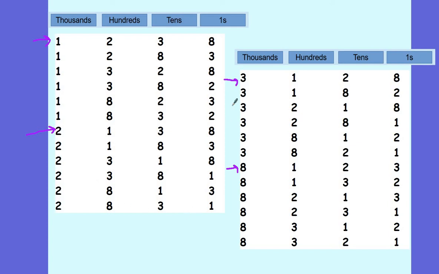Then from the 3000s, I had 3128, 3182, 3218, 3281, 3812, 3821, 8123, 8132, 8213, 8231, 8312, and then finally the largest number was 8321. So altogether I came up with 6, 12, 18, 24 different ways I could rearrange those numbers.